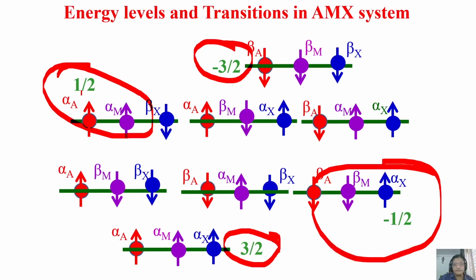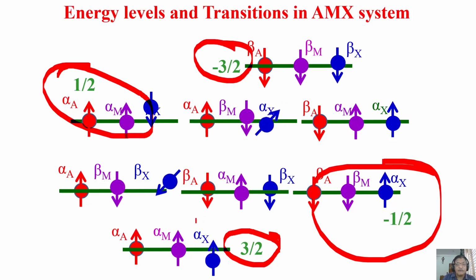Okay. You understood what I'm trying to say? Let us take one example of one transition. What is this? Alpha X is changing to beta X. Allowed, because plus 3/2 to 1/2, the difference is 1. So this is an allowed transition corresponding to X. What about this one? Alpha X to beta X, plus half to minus half, allowed, is one transition. So alpha of X going to beta of X, and beta of X going to alpha X, both are allowed.